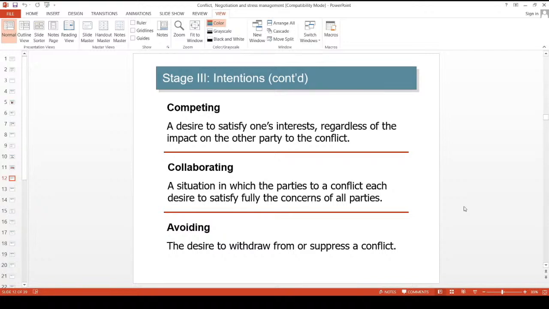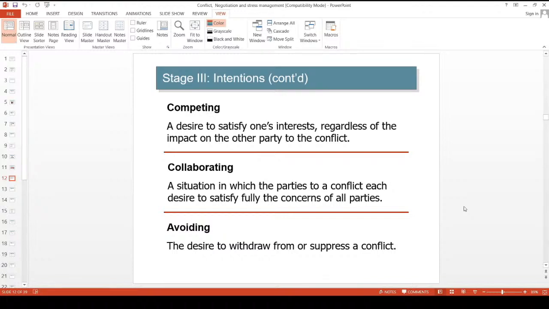The other intention is collaborating. It is a situation in which the parties to a conflict each desire to satisfy fully the concerns of all the other parties. This is again a cooperativeness intention, in which the parties to a conflict each desire to satisfy fully the concerns of all other parties. So when the parties to the conflict try to clarify the differences rather than accommodating, they clarify the differences in order to reach a particular solution. This approach is termed the collaborating strategy.